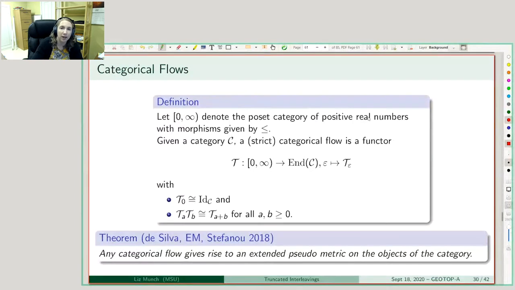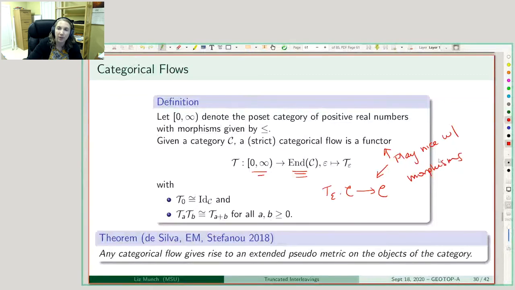So if you give me the poset category of positive real numbers, a categorical flow is a functor from the poset category of the real numbers to endomorphisms on C. So essentially what's going on here is T epsilon is a functor that goes from C to itself. That basically preserves all the properties that you kind of wanted to have before in terms of my regular flow. Again, what's being sort of hidden in this word functor is that I have to play nice with the maps. Well, really the morphisms.